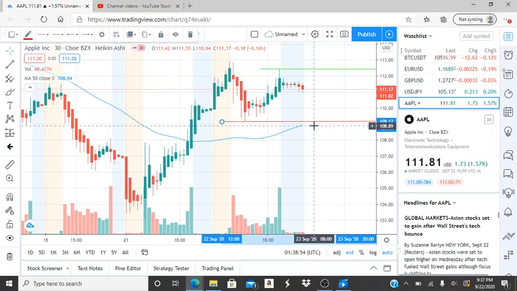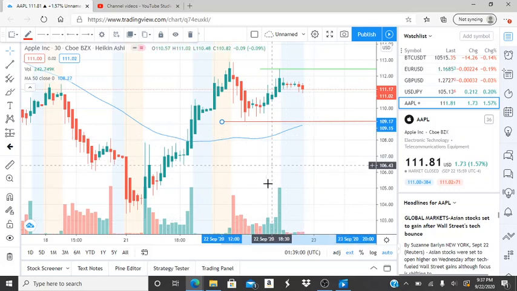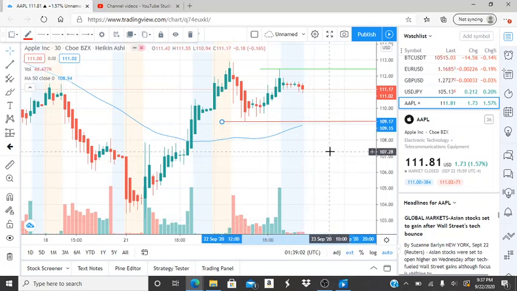They broke through support and they broke through the 50-day moving average, reaching newer lows, and now they're in bearish territory. Their goal is to continue to work their way down as far as possible from the 50-day moving average of 108.94 and start to work their way down to newer lows and newer support levels.